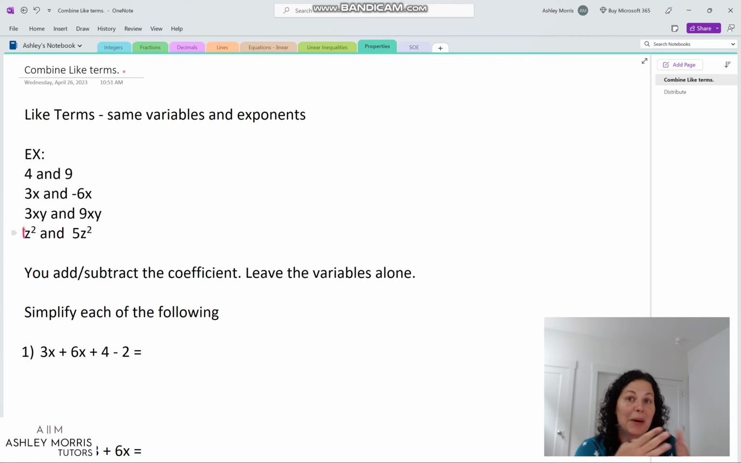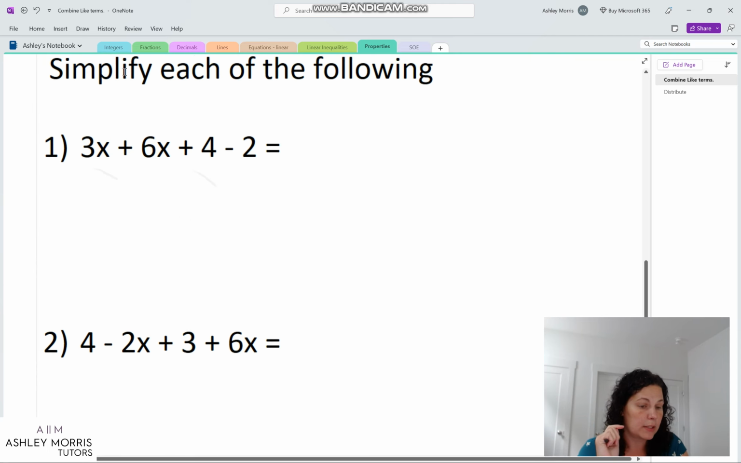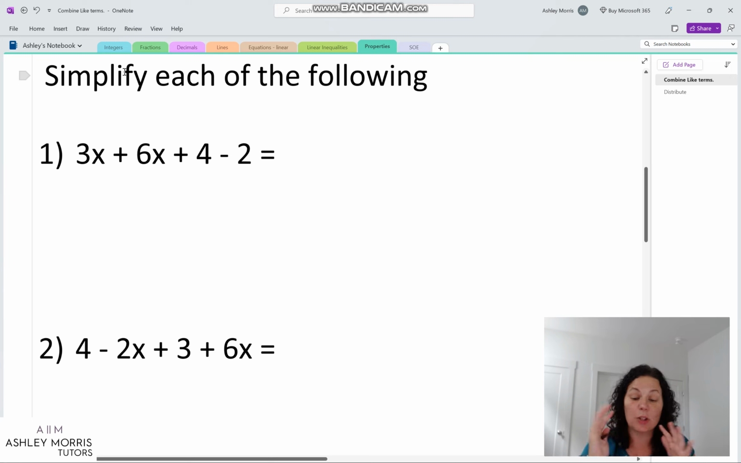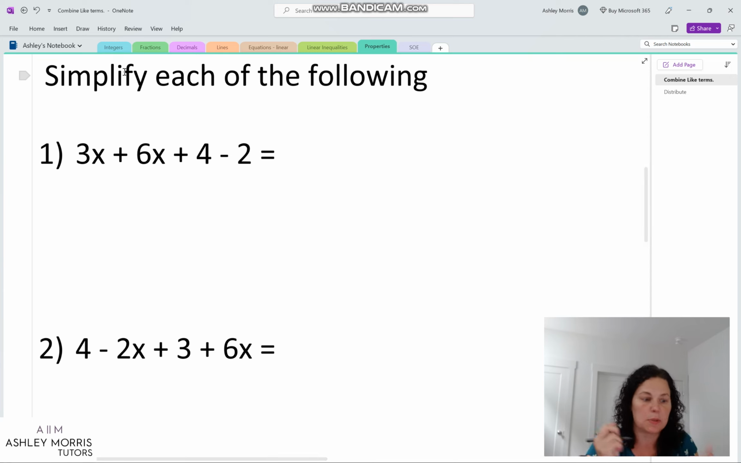So when we are combining these, we are going to add and subtract the coefficient, whichever one we need, and then we're leaving the variables and the exponent alone. We do not change that part. We only change the number out front. So let's look at this one. I'm going to zoom in a little bit. I like using colors for this. If you don't have a lot of colors, you can just use different shapes.